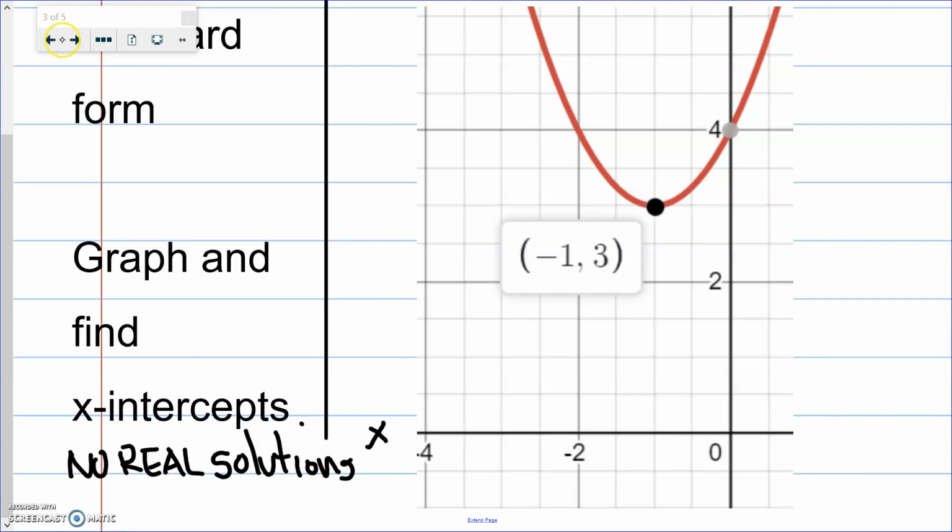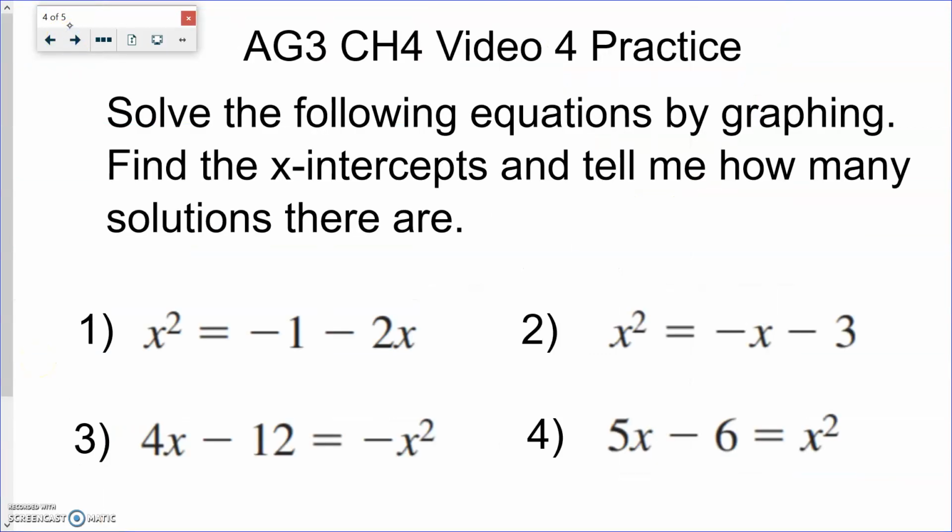On the bottom of this, go ahead and give me a summary. Please look at your problems here: AG3 Chapter 4 Video 4 Practice. Solve the following quadratic equations by graphing. Find the x-intercepts and tell me how many solutions there are. Here you go.